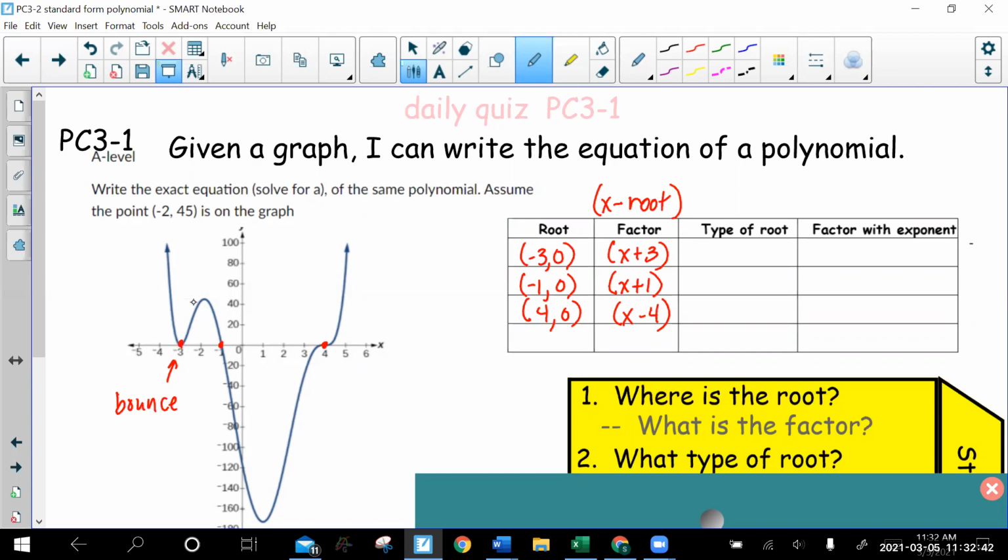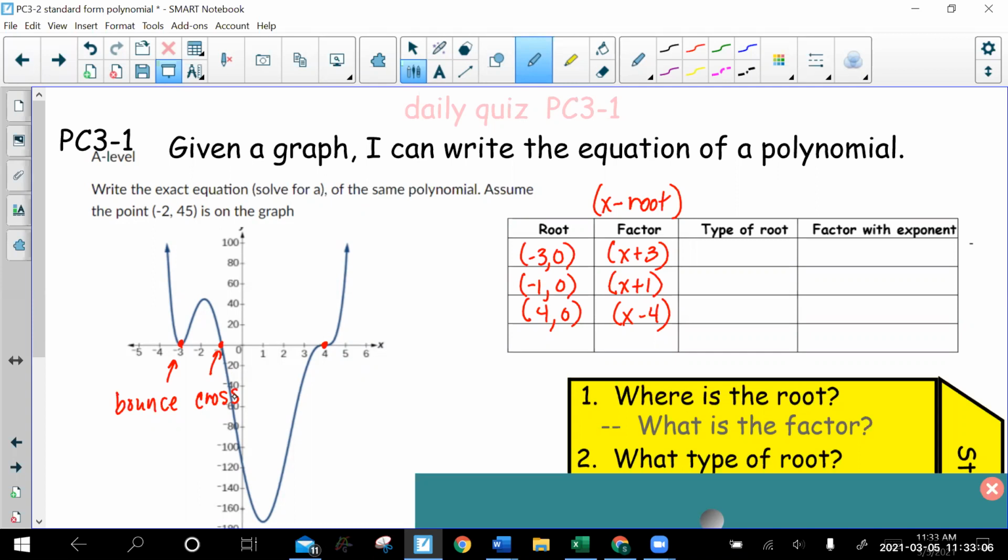I call it that because it touches and goes right back the other way. Your book will call those a touch root, where it touches the axis but doesn't cross it. Then we have roots like this one, which just pass straight on through, like railroad tracks. We call these a cross root. It just crosses the x-axis, do not pass go, do not collect $200.